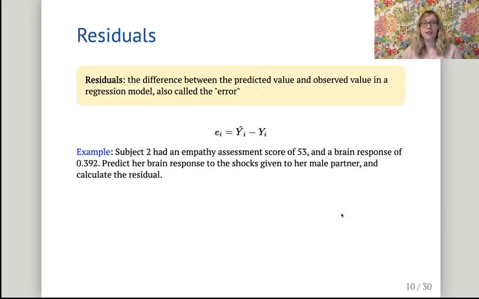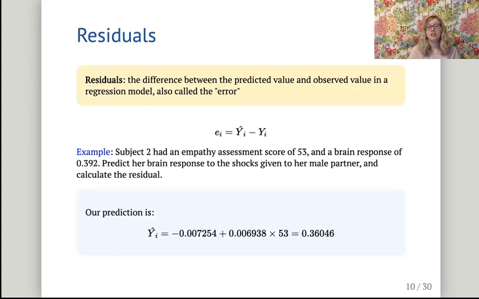Now, sometimes we'll overestimate, sometimes we'll underestimate. That difference, or how far we're off, we call the residuals. So the residuals are just the difference between the predicted value and the observed value in a regression model. We can also think of these as the errors, so how far off we actually are. So this subject 2, the second individual in our study, has an empathy assessment score of 53 and a brain response score of 0.392. So what we'd like to do is then predict her brain response and calculate the residual.